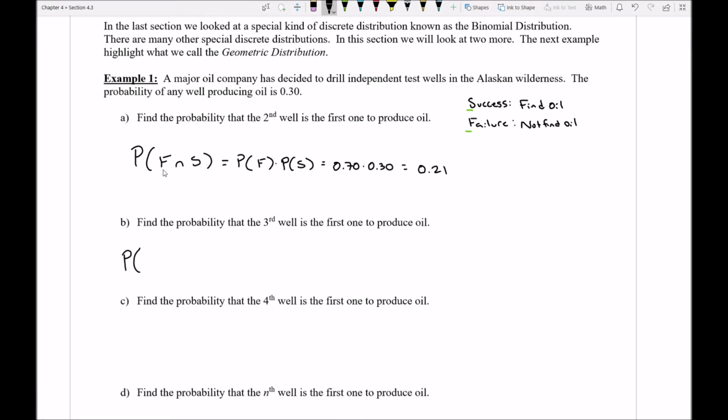What if I wanted the third well to be the first to produce oil? That would mean I would need a failure, and then a failure, and then a success. Well, it's still independently drilled wells, so I can rewrite that as the probability of F times the probability of F times the probability of S. Notice that's going to ultimately get me 0.7 times another 0.7 times 0.3. If I multiply this out, I'm going to get a much smaller percentage of about 14.7%.